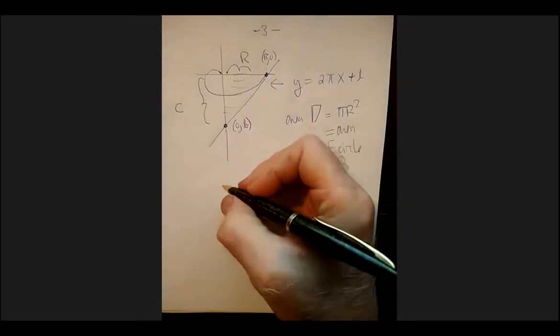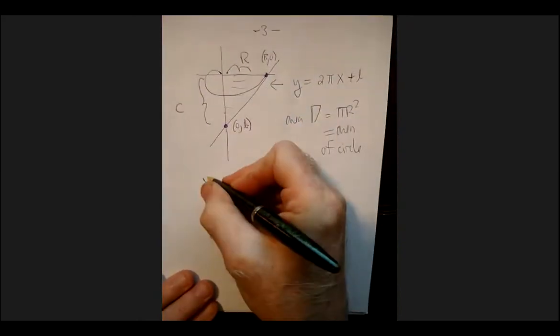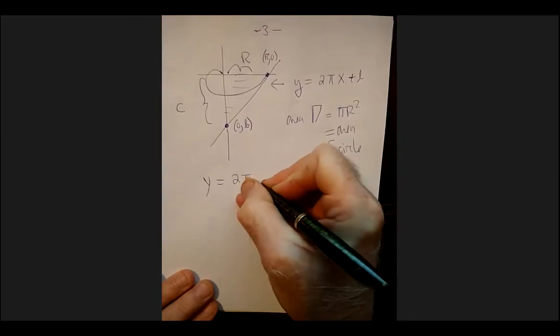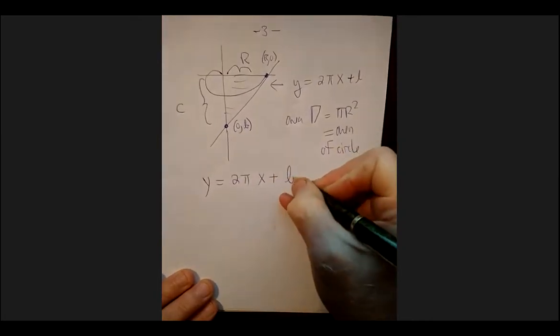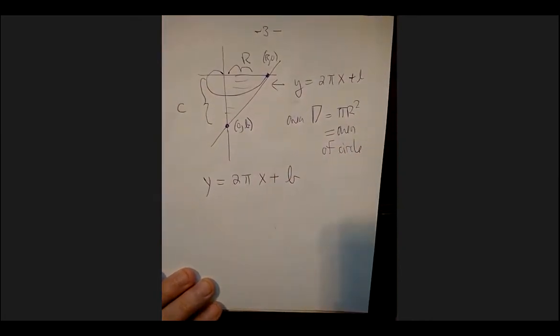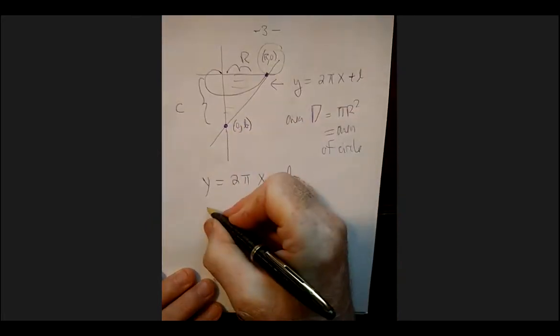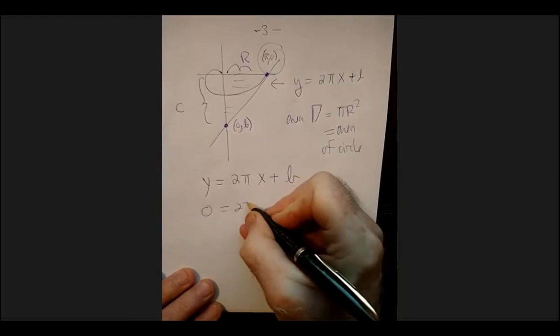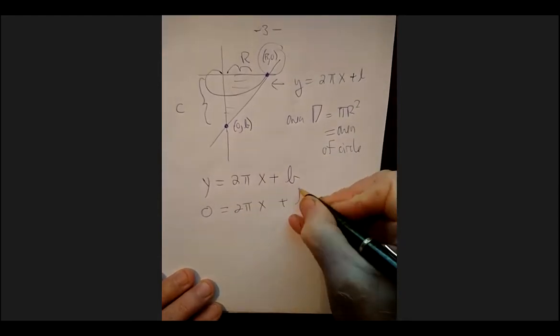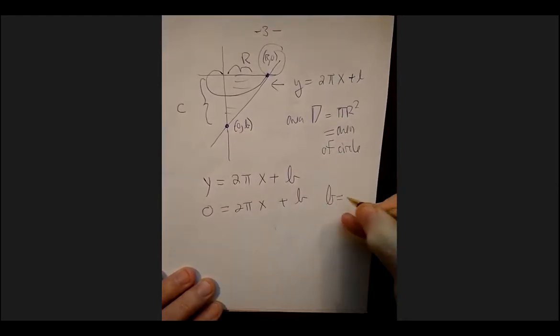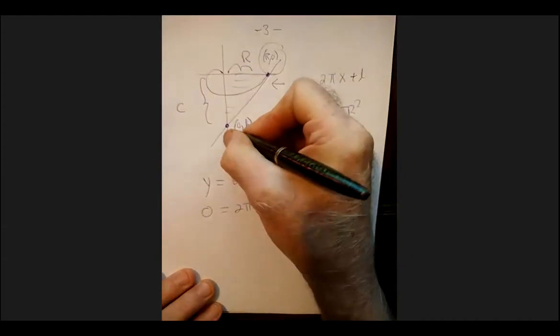So now I know that my equation of my line is going to look like this: y equals 2πx plus b. So if I plug in this point here, I can find my b. So y is 0. 2π times r plus b is equal to 0. So b is minus 2πr. That's the y-intercept.